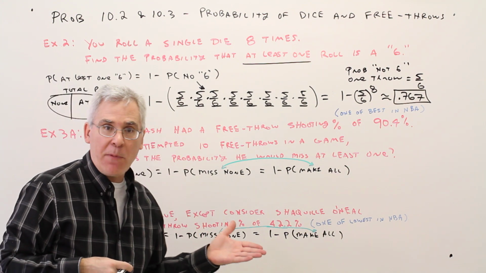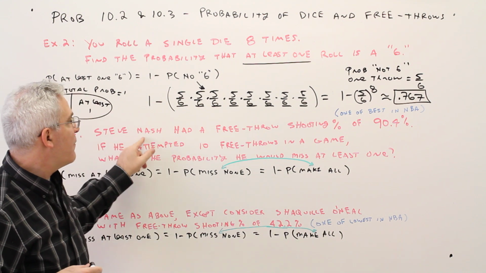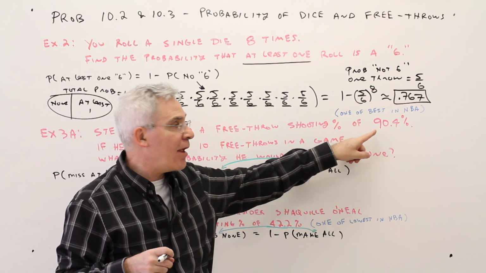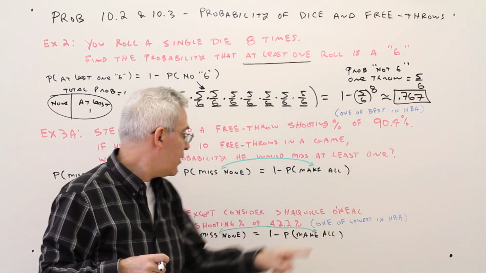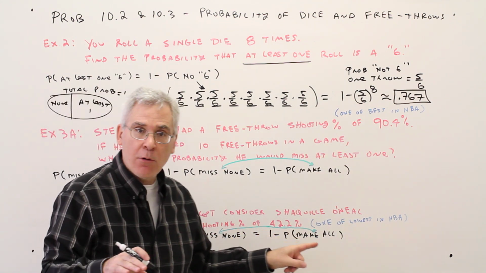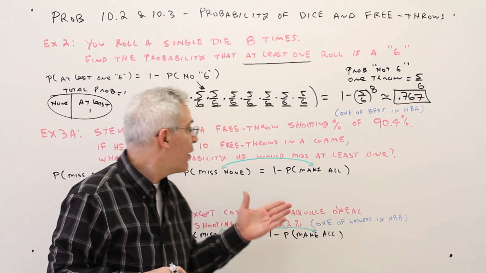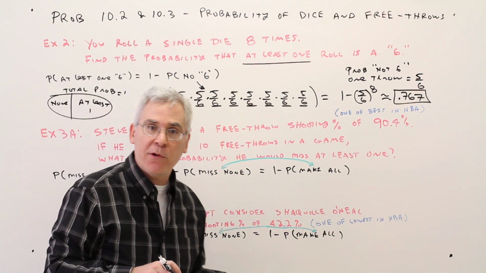So we've got 2 different basketball players to consider. Steve Nash, who had one of the best free throw shooting percentages in all the NBA with 90.4%. And then Shaquille O'Neal, one of the lower free throw shooters, 42.2%. So we'll do the problem here, and then this one will be really quick.